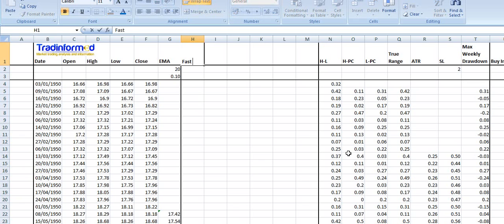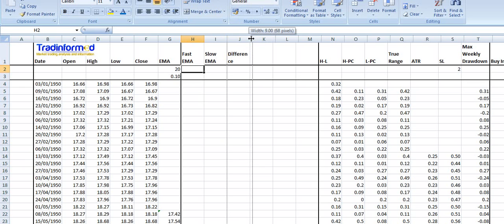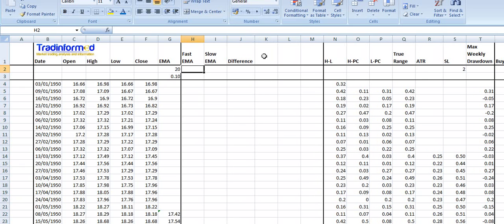So I'm going to put in a column here for the fast EMA, slow EMA, and then the difference between them. And we're also going to have a signal line. Okay, so the settings I'm going to use for the MACD are the 12, 26 and 9, which are the standard settings.